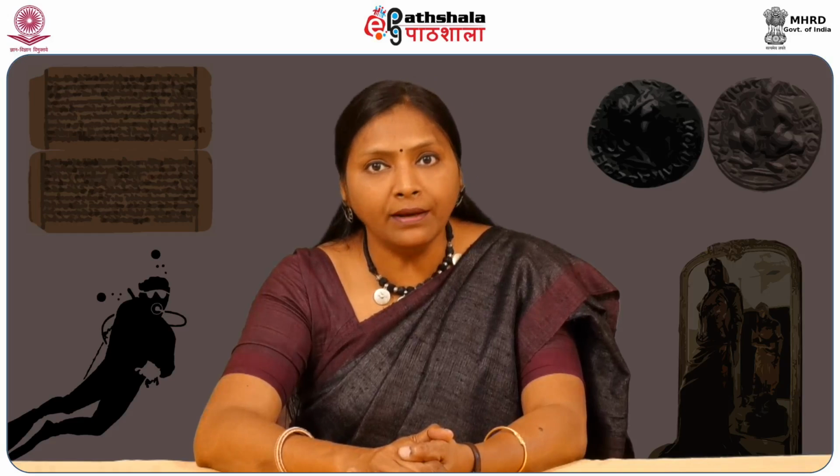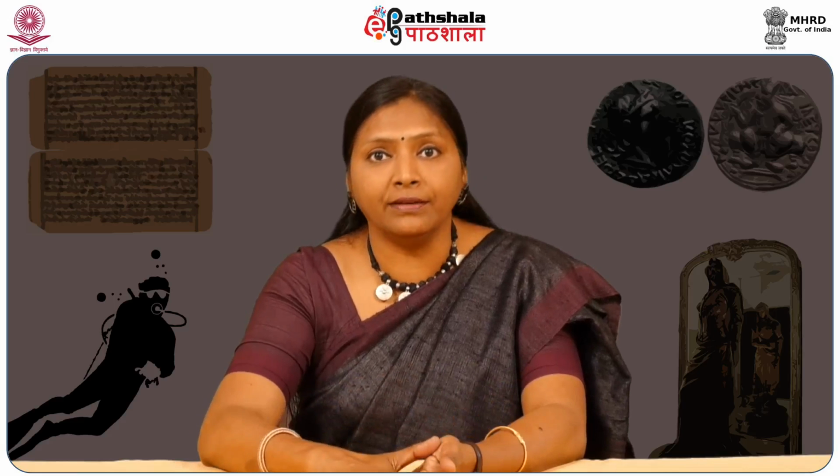This Ujjain symbol was the official or royal symbol of the Satavahanas. So the universal coins or the imperial coins of the Satavahanas are a typical kind of coin where you have the elephant and Ujjain symbol, and these circulated throughout the Satavahana territory.